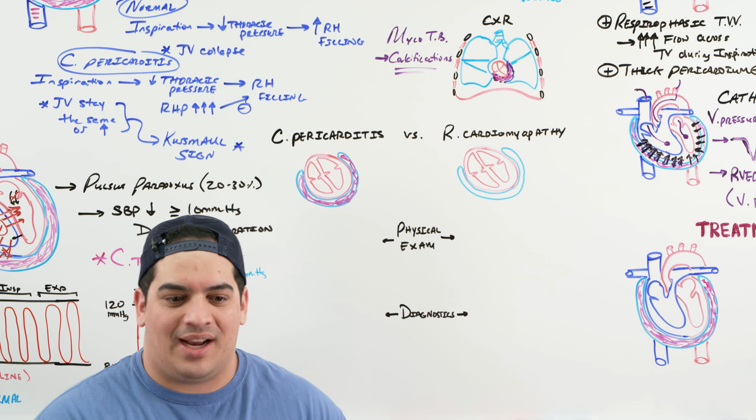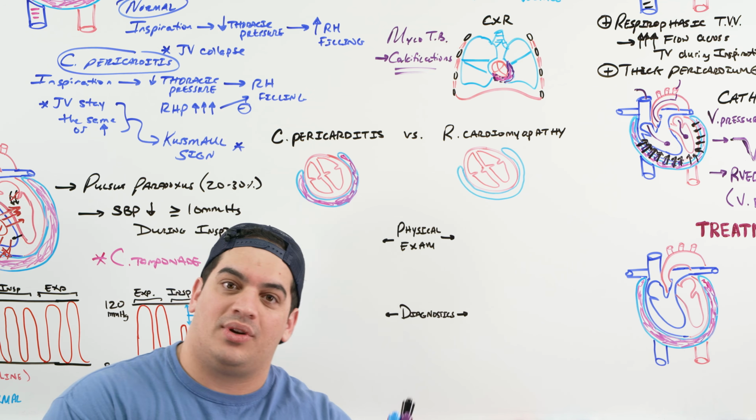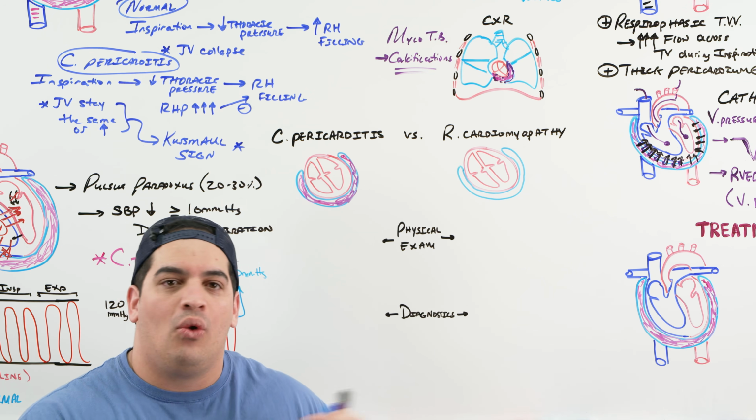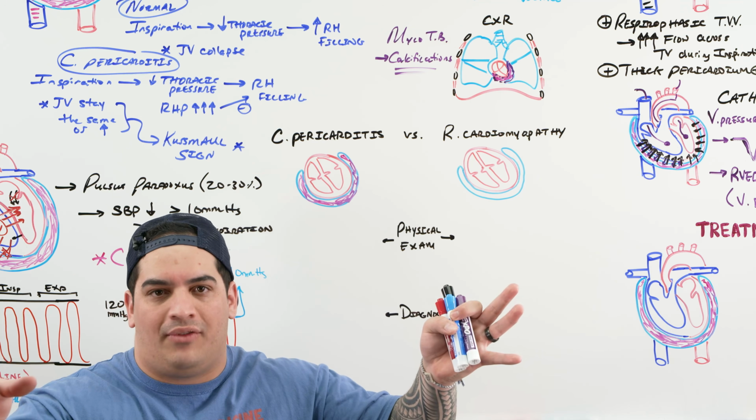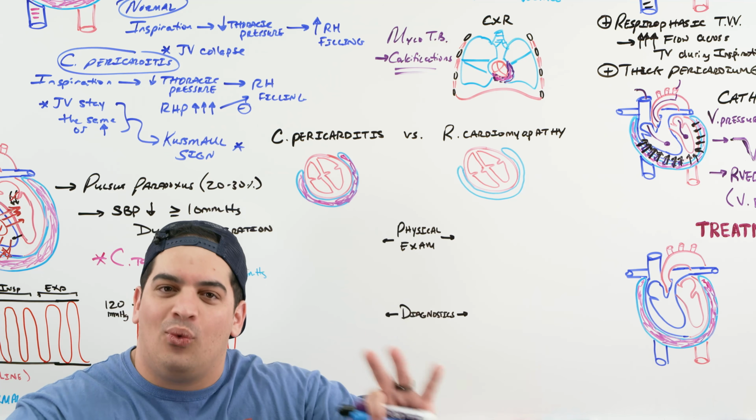So when a patient is presented to you and you have to say, okay, is it restrictive cardiomyopathy or constrictive pericarditis? What are a couple things, Zach, that can really help me differentiate them whenever they're presented on the exam? I need some help with that. Don't worry, we got you.